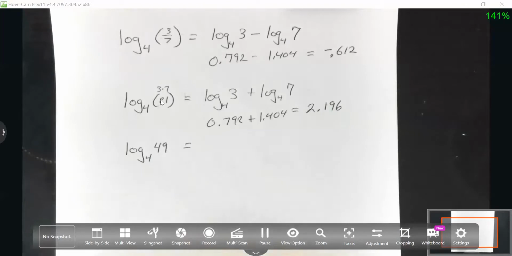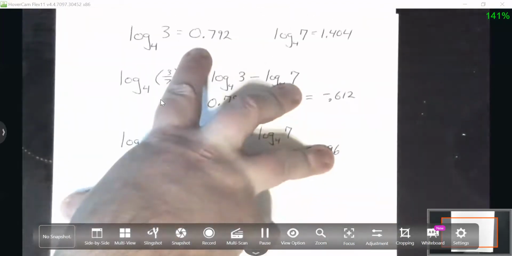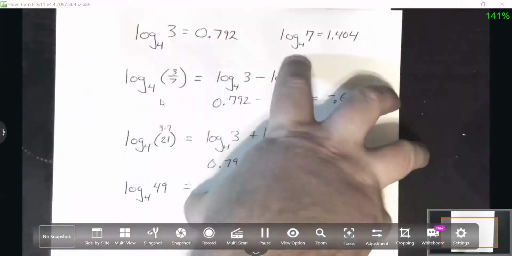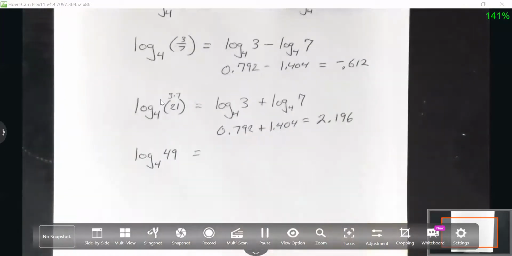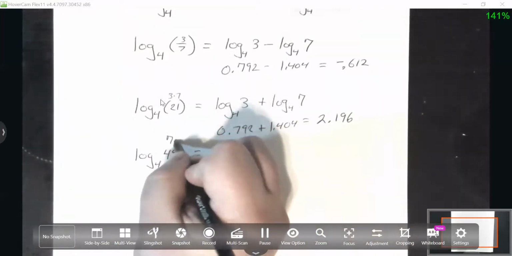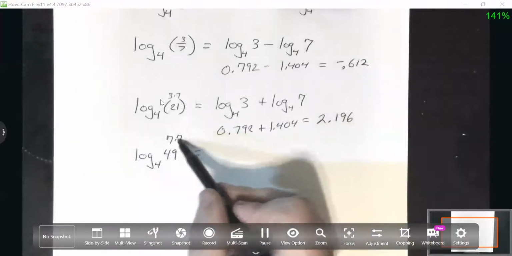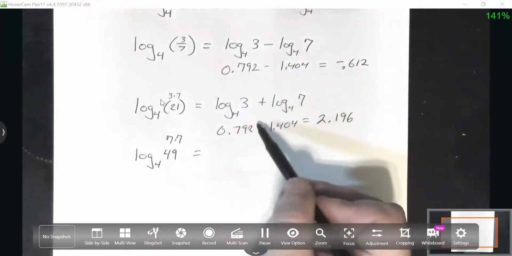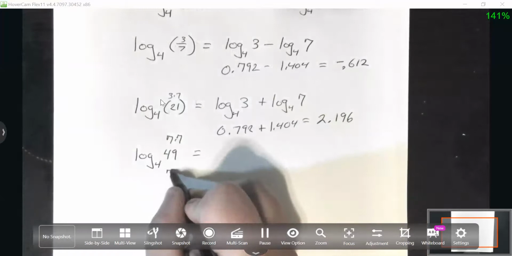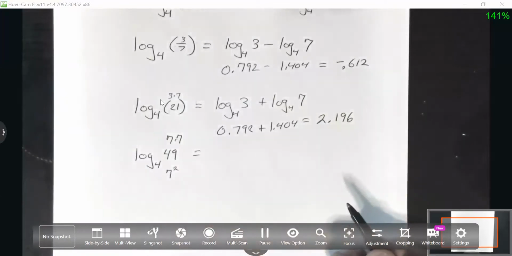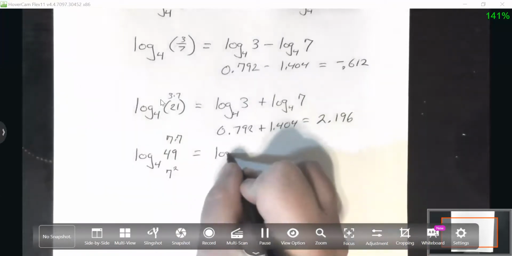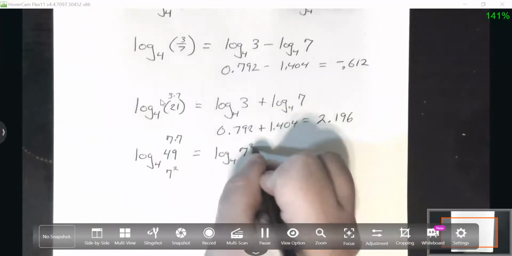Again, we're trying to write it in terms of the information we know. We know log base 4 of 3. We know log base 4 of 7. So 49, we could say is 7 times 7. And then we could do it exactly like we did this one here. Well, let's try something a little bit different. We could also say that 49 is 7 squared. So I could write it as log base 4 of 7 squared.